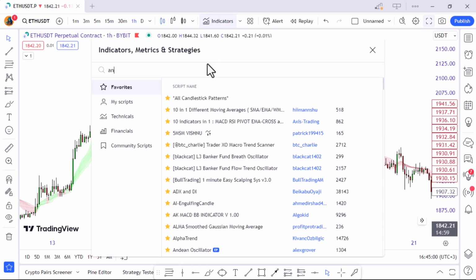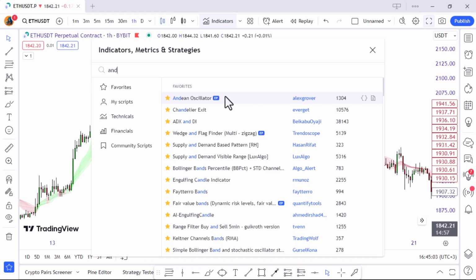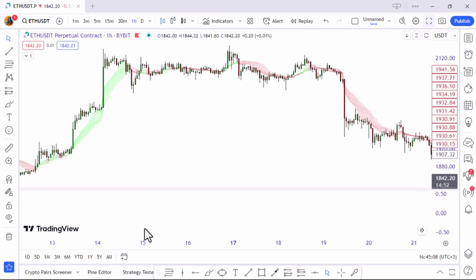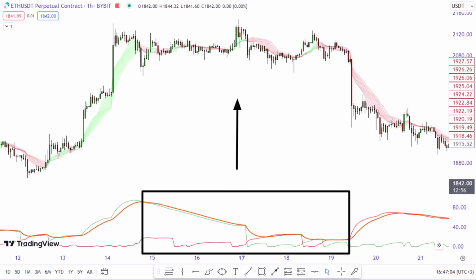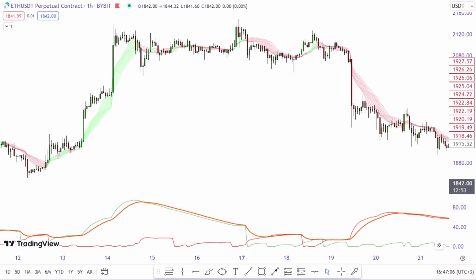Now, to add another layer of analysis, let's bring in the Andean oscillator, which I talked about in my previous videos, and it's developed by Alex Gruber. This little tool uses the relationship between its red and orange lines to indicate market trends. When the red line crosses above the orange line, it's saying, hey, price might be heading down, and if the green line crosses above the orange line and stays there, it's suggesting an uptrend. When both lines chill below the orange line, the market is just kind of doing its own thing.